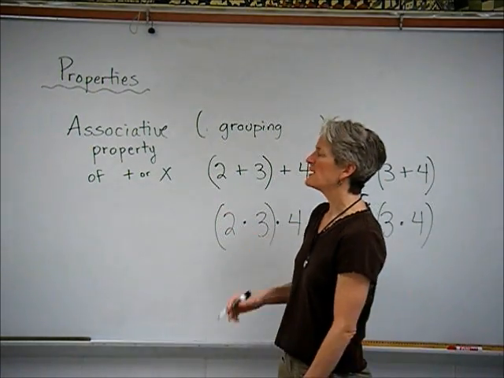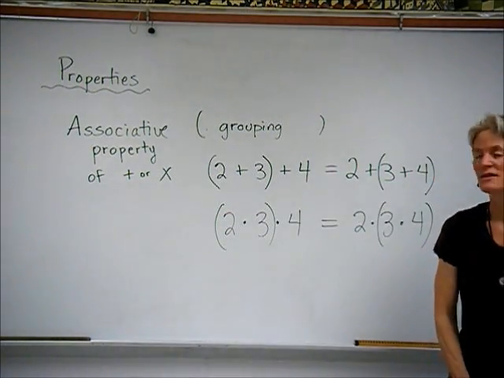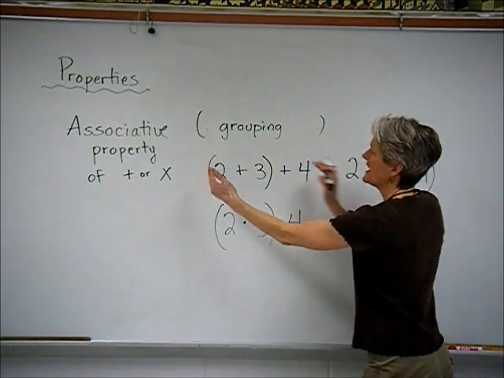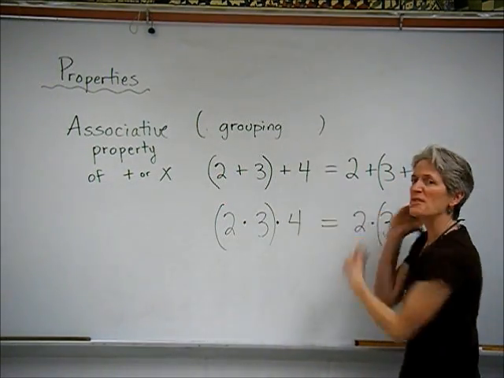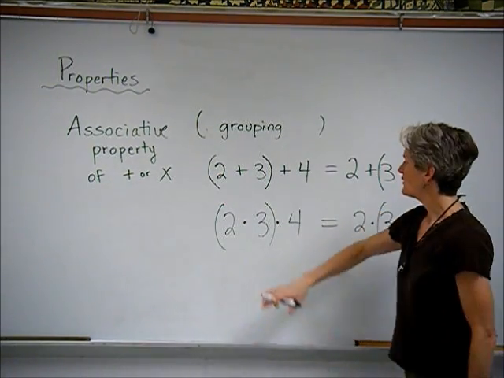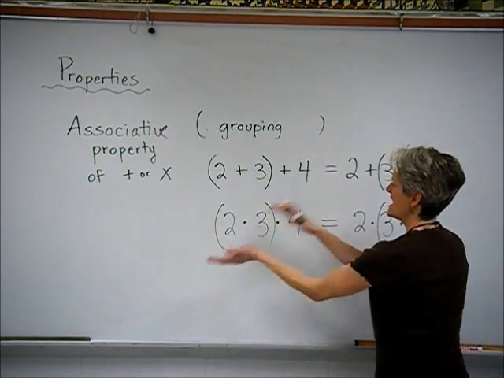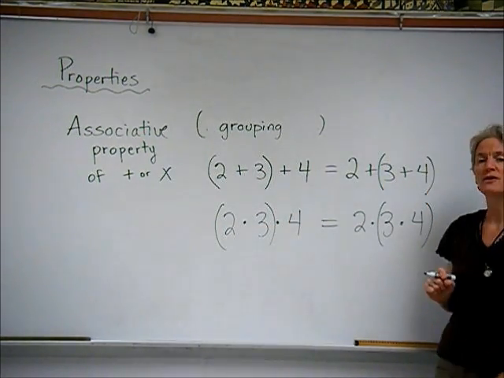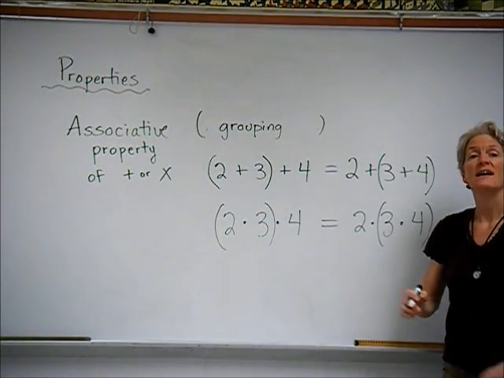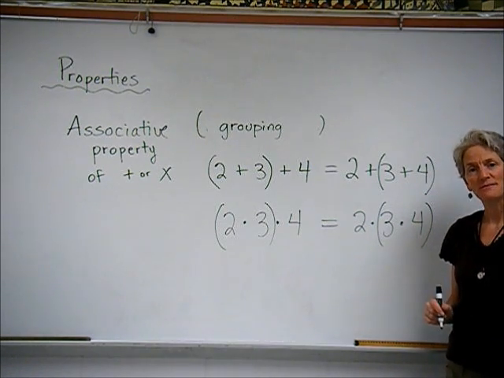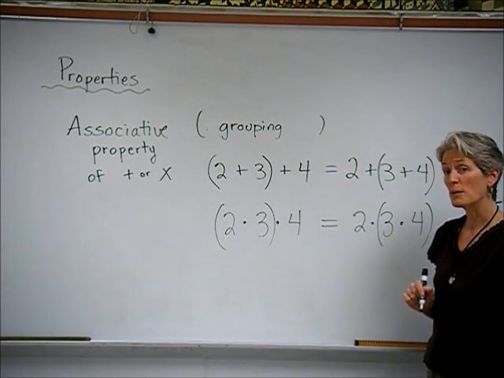The associative property tells me that will always be the case. If I'm just adding, I can move parentheses and group things however I like. So too, if I'm just multiplying, I can move those parentheses around and group things however I like, and I'll still get the same result. That's the associative property.